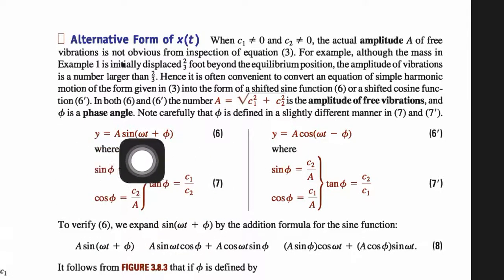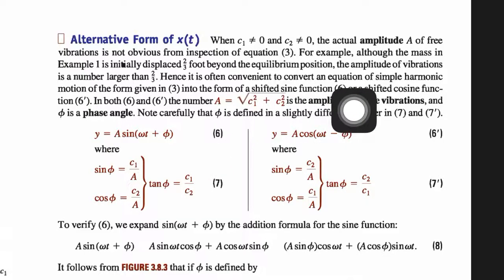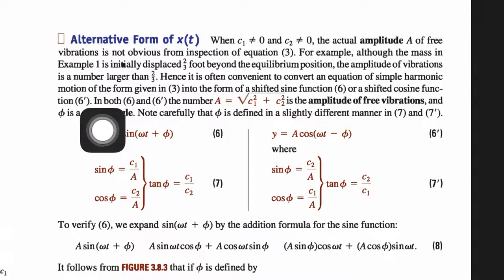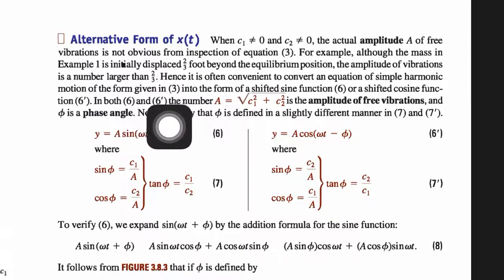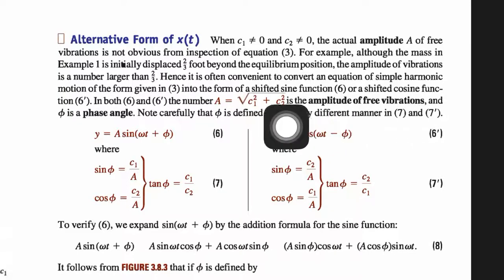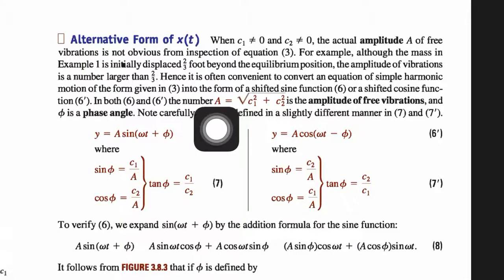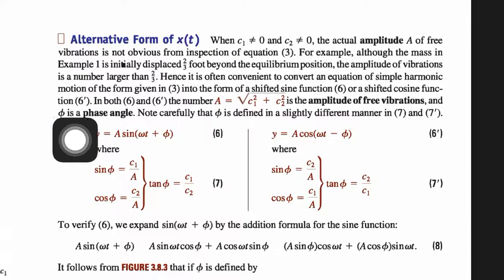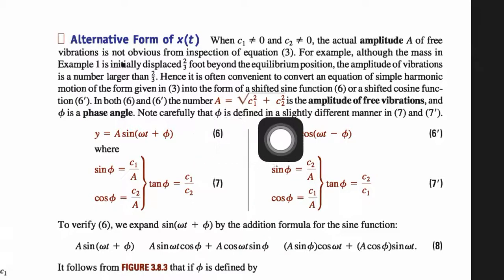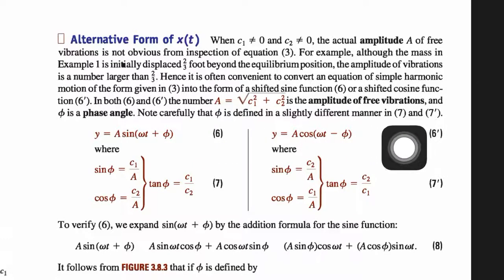So I am now using this shifted sine function, that is y equals a sine(omega t plus phi). In both cases 6 and 6 dash, the number a, which is equal to this one, is the amplitude of the free vibration. So this is the basic formula for the amplitude of the free vibration, that is a equals under root c1 square plus c2 square, and here phi is the phase angle. Now carefully, phi is defined in a slightly different manner in 7 and 7 dash.